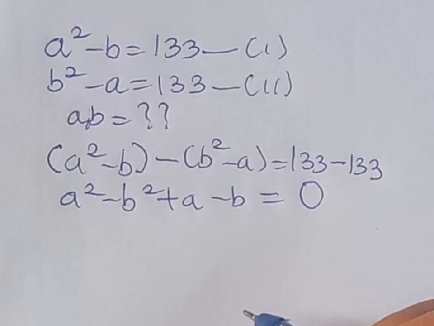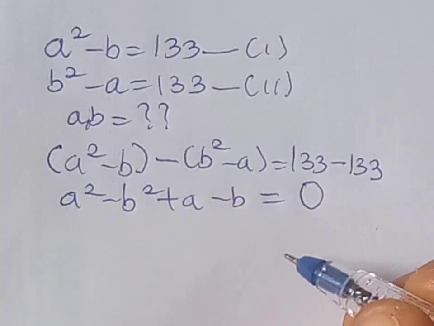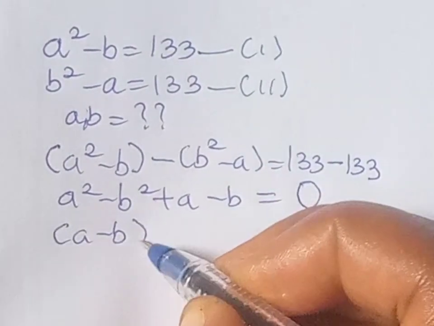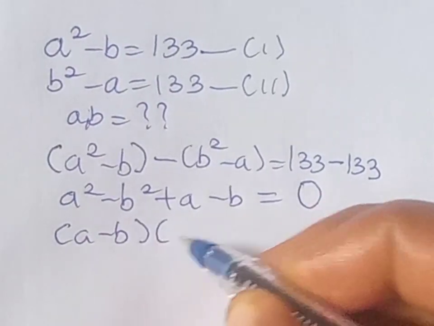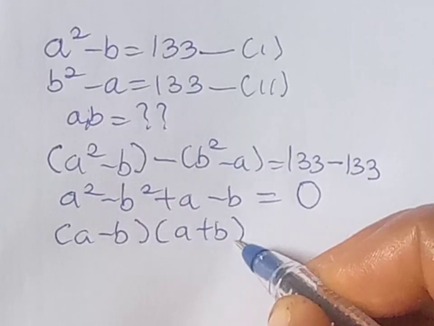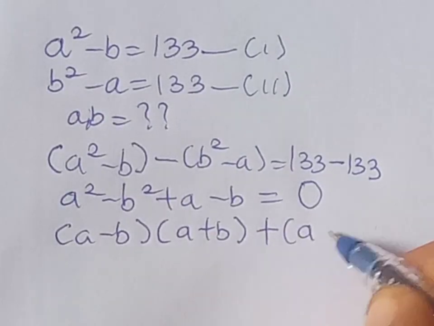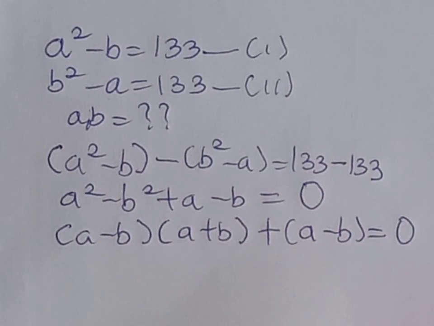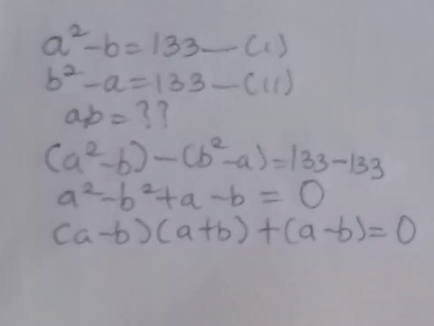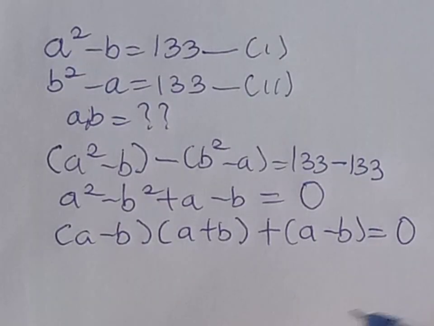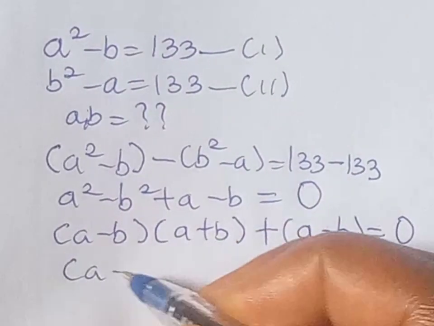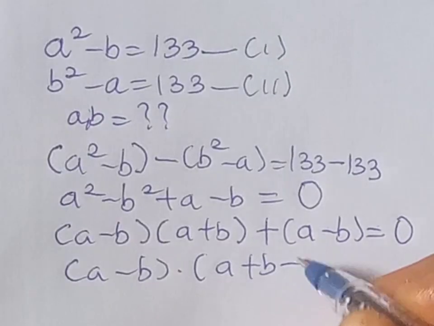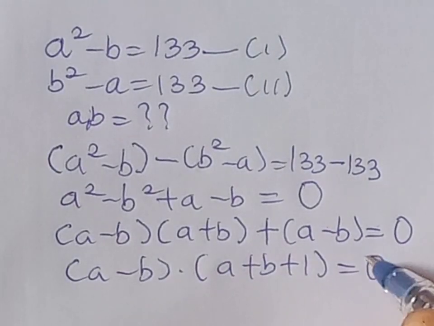Now let's factor the difference of squares, a squared minus b squared, which will give us what? a minus b multiplied by a plus b, plus a minus b equals 0. By factoring the difference of squares, we can pull out a common term of a minus b, leaving us with a minus b multiplied by a plus b plus 1 equals 0.